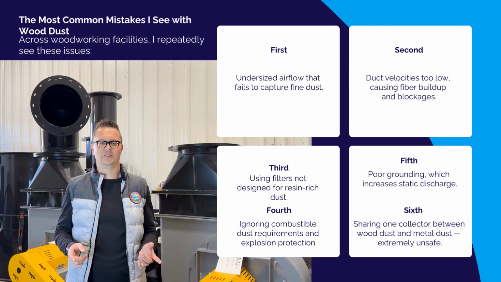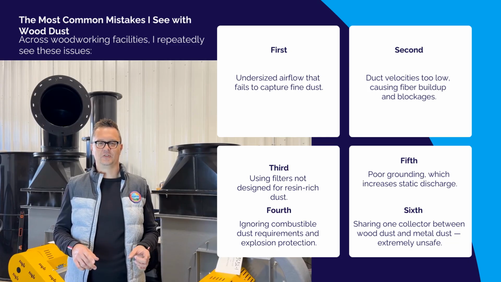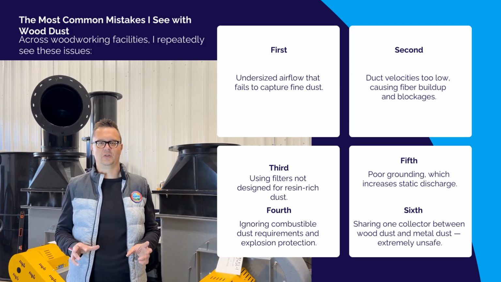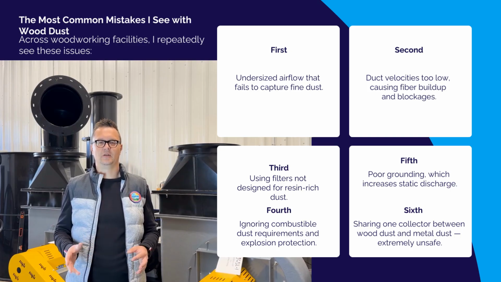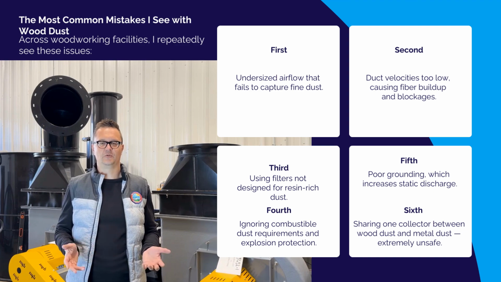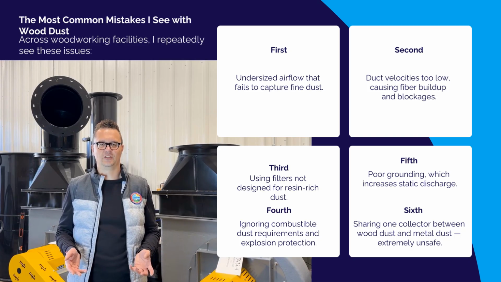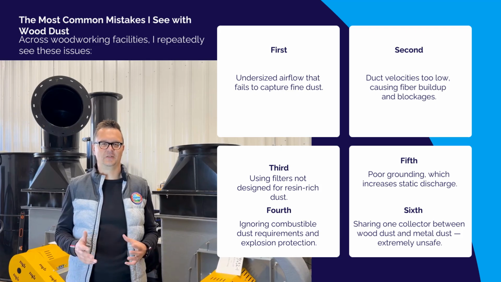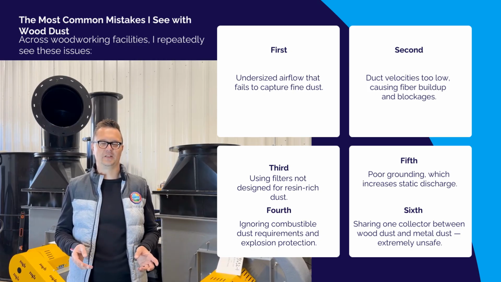The most common mistakes I see with wood dust. Across woodworking facilities, I repeatedly see these issues. First, undersized airflow that fails to capture fine dust. Second, duct velocities too low, causing fiber buildup and blockages. Third, using filters not designed for resin-rich dust. Fourth, ignoring combustible dust requirements and explosion protection. Fifth, poor grounding, which increases static discharge. Sixth, sharing one collector between wood dust and metal dust, extremely unsafe. These mistakes reduce efficiency and increase fire and explosion risks.